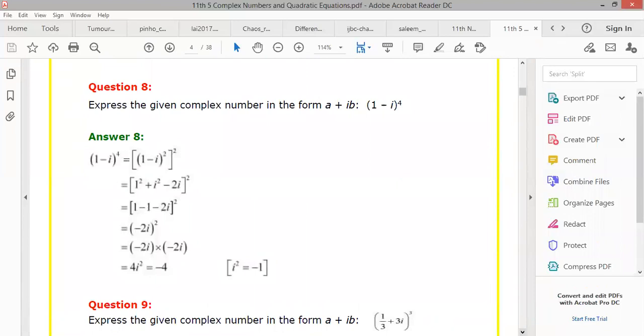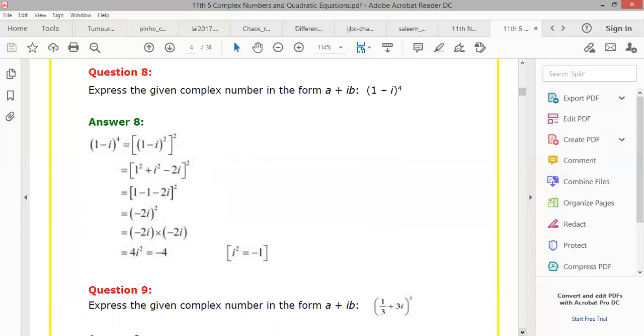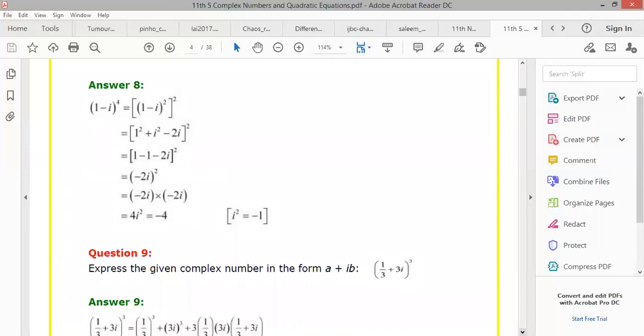Next is question number 8. It's 1 minus i raised to the power 4. Here we have to use the laws of indices. It's 1 minus i square, whole square. Use here the square law: a minus b whole square is equal to a square plus b square minus 2ab. So its expansion has minus 2i. Then, as it is squared, we multiply it twice. So it is 2 into 2, that's 4, and i into i, that's i square. It's minus 4. So this can be written in the standard form as minus 4, or minus 4 plus 0 into i.